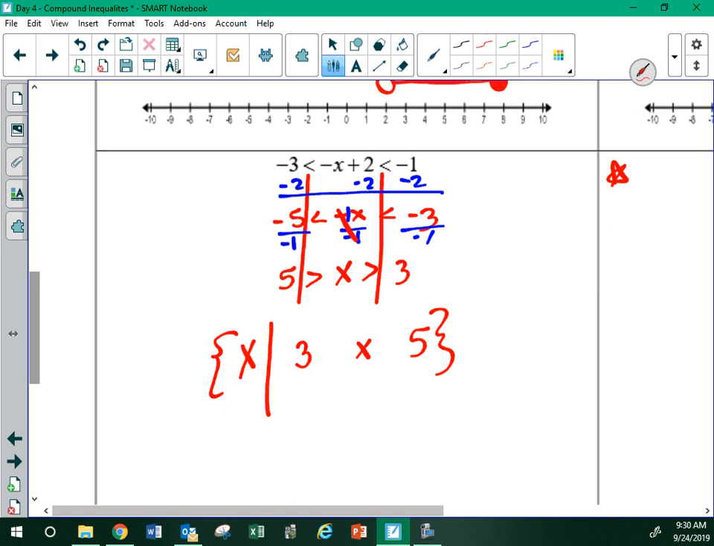Now I have to draw my signs. They should be pointing to the left, but let's just double check. I have my alligators eating the 5, and my alligators eating the x.